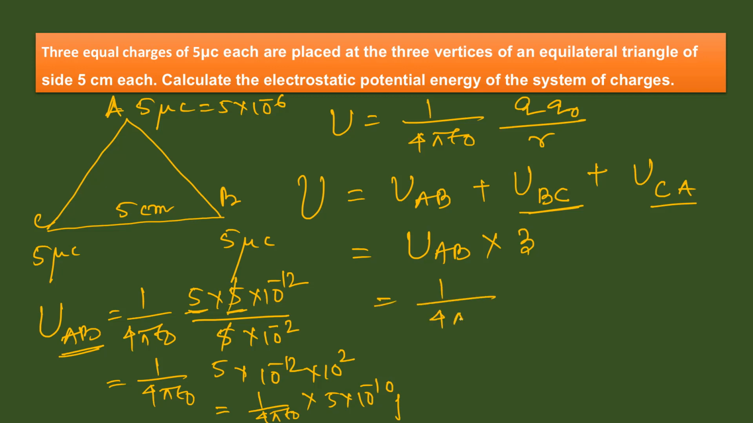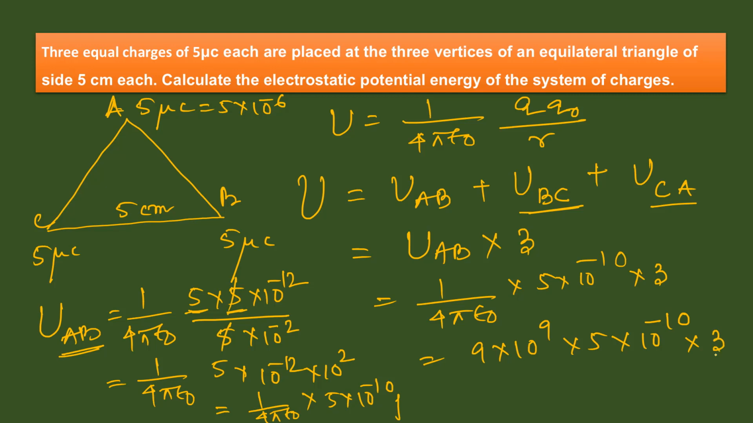Now U of AB, that is how much? 1 by 4 pi epsilon naught multiplied by 5 into 10 to the power minus 10 multiplied by 3. So 1 by 4 pi epsilon naught is 9 into 10 to the power of 9. So 9 into 5 into 10 to the power of minus 10 into 3, right? So how much are you getting? 5 3s are 15, 15 9s are 135. So 135 into 10 to the power minus 1, that means 13.5. So the final answer is 13.5 joule.